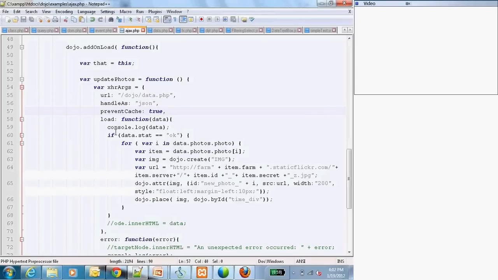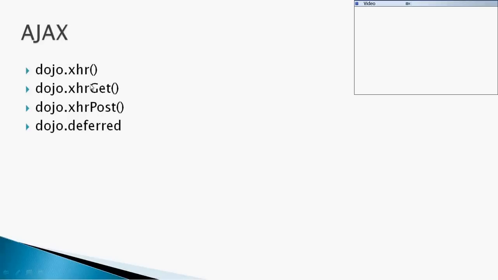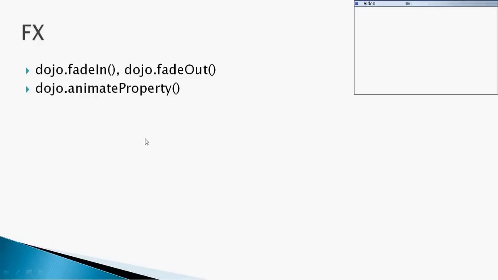Do you want to prevent cache? Yes. And then what I should do after the load, when everything happens, after the call. So once I get the data, I'm logging it, and then if the status is okay, I'm going through the photos and creating the URL and creating all the images. Okay, all these things. So this much functionality is this simple using Dojo. If you have to write this much code using native JavaScript, it will take much more time. Okay. So that's it. Let's go back to the presentation.